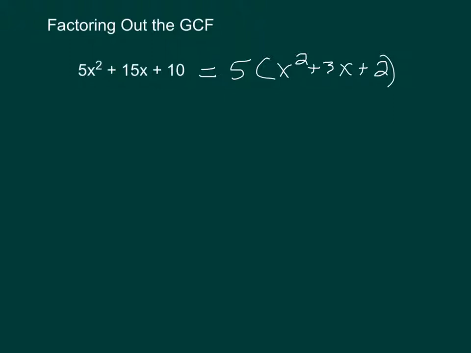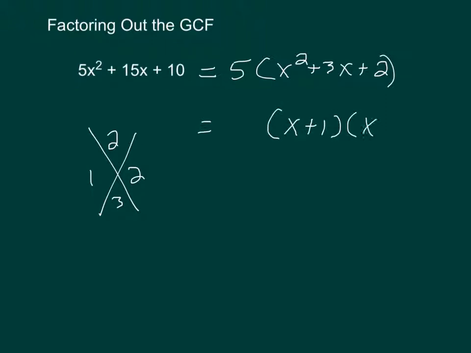And if you're not clear on how we did that, you can check it using the distributive property. If you distributed the 5 to all three of these, you'd come back here. So that factoring of the GCF is basically a reverse distributive property. Now that we have x squared plus 3x plus 2, that's a regular polynomial that I can factor. I can use my x puzzle if I want. I need numbers that multiply to 2 and add up to 3. Only option is 1 and 2. So when I bring it down, I'm going to have x plus 1 and x plus 2.